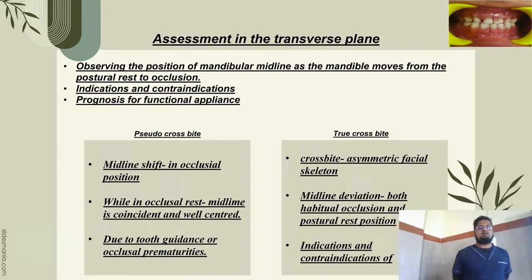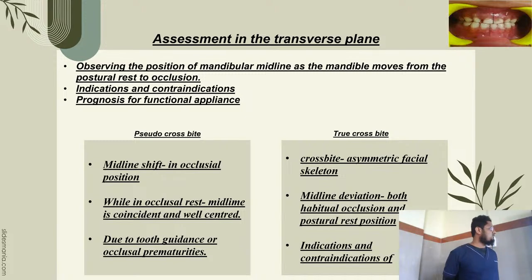Coming to assessment of the path of closure in the transverse plane. Observing the position of the mandibular midline as the mandible moves from postural rest to the occlusion is very important, and it is the distinguishing feature between skeletal and dental true crossbite in the transverse plane. So we should know the indications and contraindications for them, and the prognosis of the functional appliance is also very important. We should go for the examination in the transverse plane.